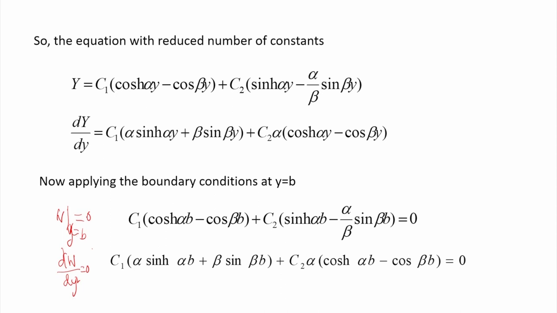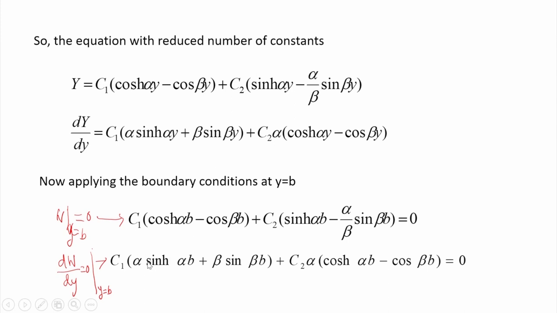So at y is equal to b, the deflection is 0, and also the slope, not bending moment, because this edge is fixed. So therefore you will get dw by dy equal to 0 at y is equal to b. These two conditions give rise to these two homogeneous equations. In the second equation, as a result of the derivative, the factors alpha and beta appear, and alpha by beta comes outside, but since beta is in the denominator, here we simply get cos beta b, and the common factor is alpha.